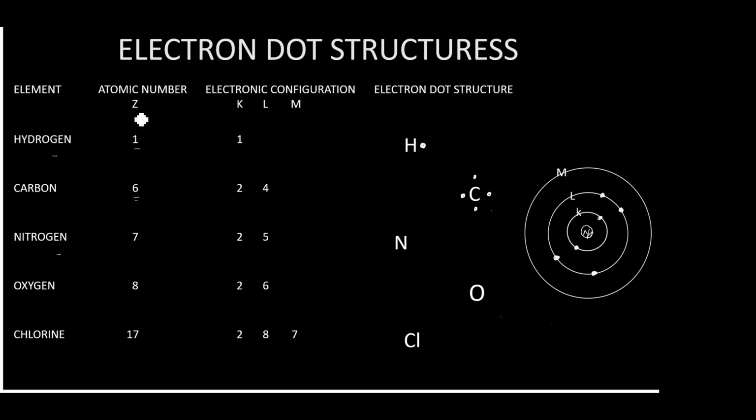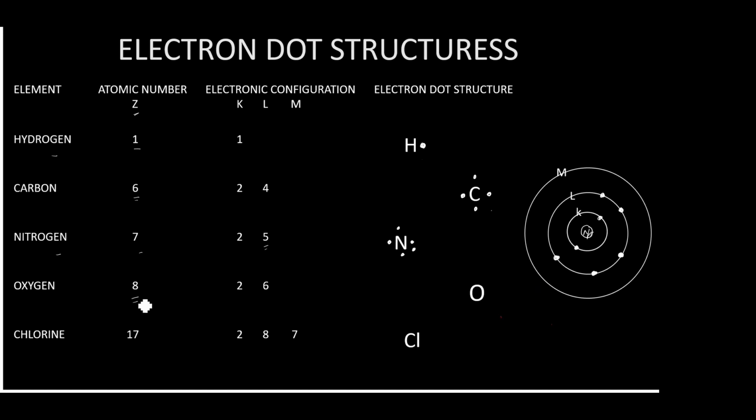Nitrogen. The atomic number of nitrogen is 7. The electronic configuration is K shell has 2 electrons and L shell has 5. So the valence electrons are 5 electrons. These electrons are shown by dots, 1, 2, 3, 4, 5. So this is the Lewis dot structure of the nitrogen atom.